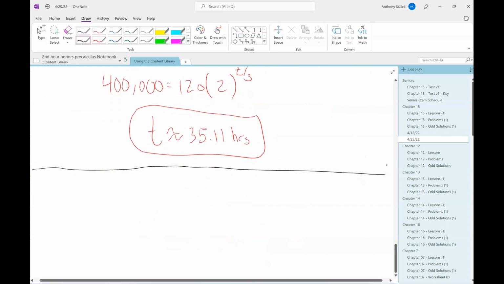Another specific population situation is radioactive decay.